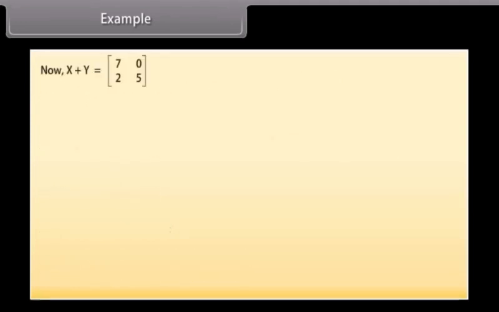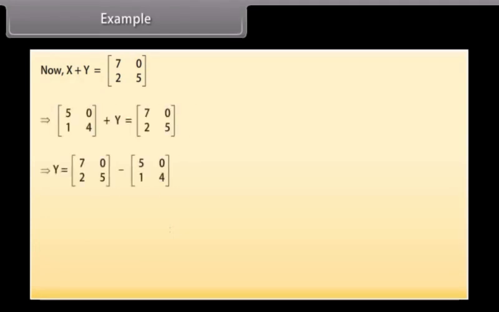Now, substituting the value of X in X plus Y and solving it, we get the matrix Y is equal to row-wise first row 2, 0, second row 1, 1.